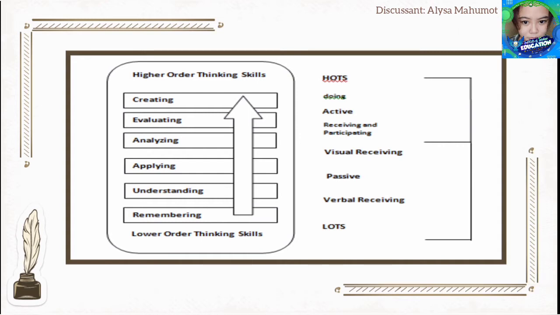The next one is understanding, which means to comprehend the meaning, translation, state problem in own words, making meaning. So examples of keywords are comprehends, explains, distinguishes, estimates, gives examples, interprets, predicts, and rewrites.